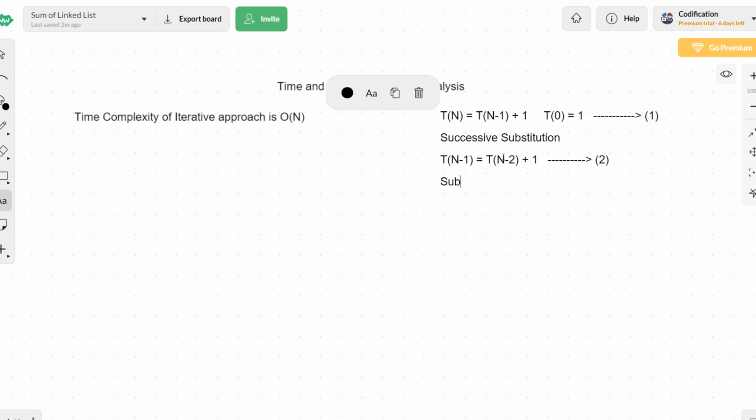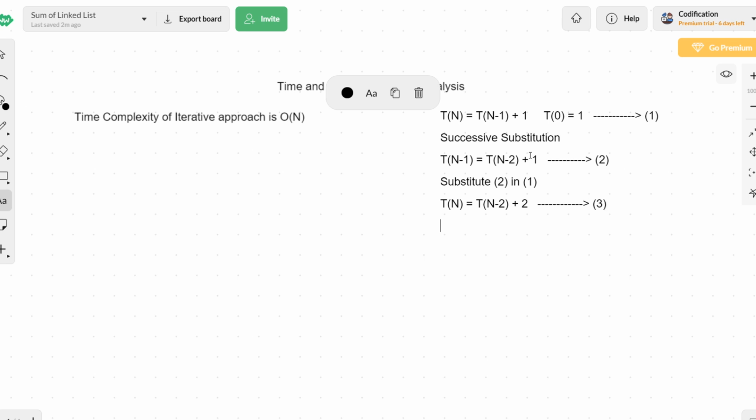Next step. Substitute equation 2 in equation 1. So take the value of t of n minus 1 and substitute here instead of t of n minus 1 in equation 1. So it is going to be like t of n is equal to, so instead of t of n minus 1, this is going to be t of n minus 2 plus 1 in this equation, plus 1 in this equation. So put together it will be plus 2. So let us take this equation as equation number 3.